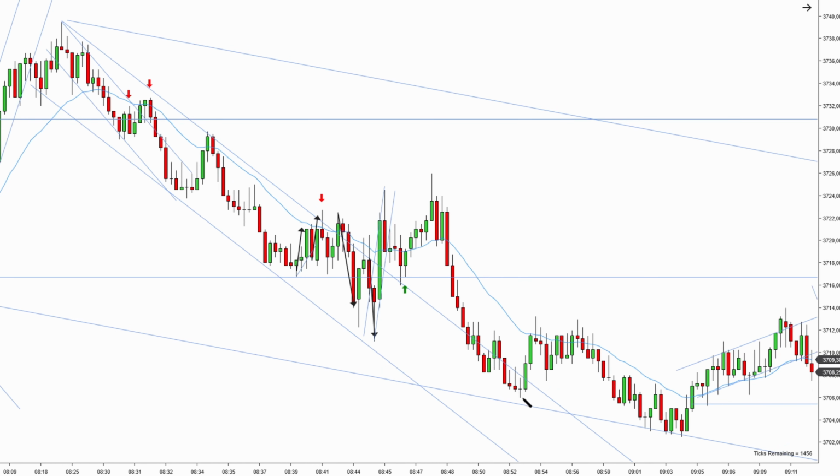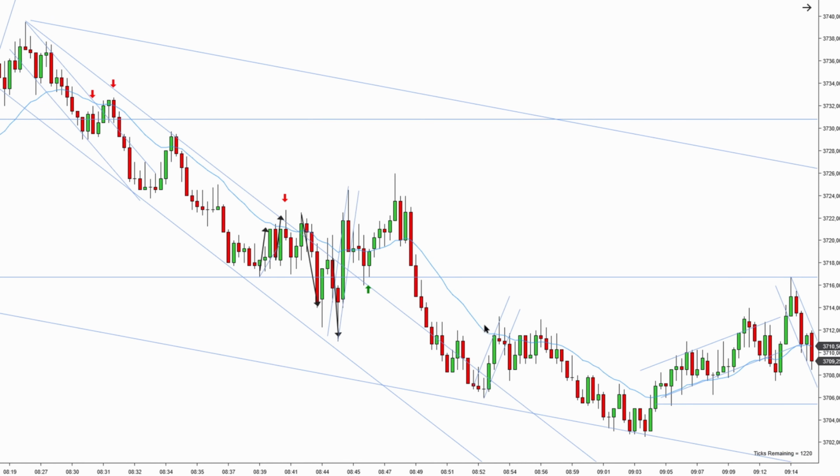We have a new low formed. I'm going to redraw the channel. We have a new low, first entry short, pullback, second entry short. But I cannot take this second entry short just yet.